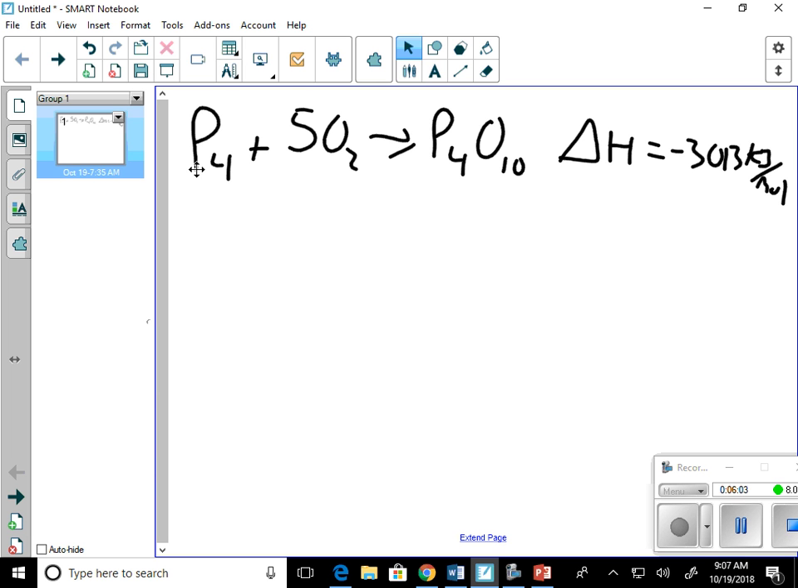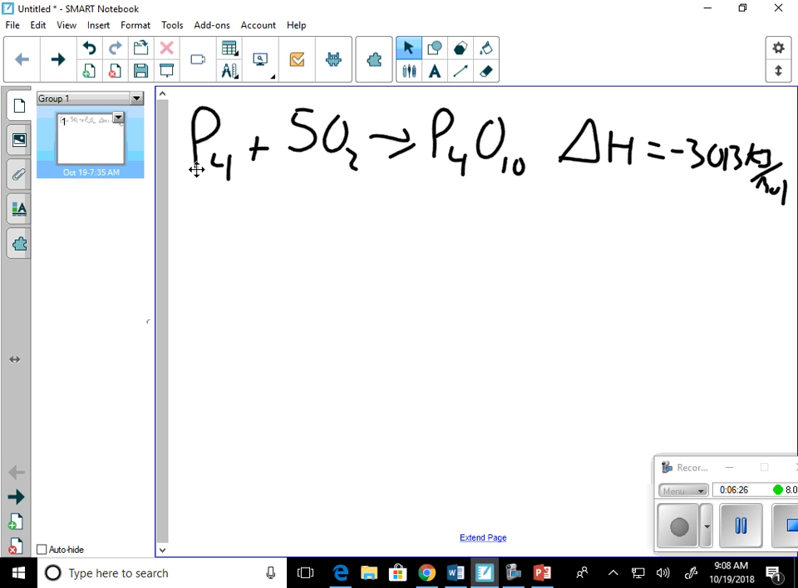What that value means on that side is if I had one P4 in this reaction, that's how much energy would be given off. So if I had 1 mole of it, it would give off, and the reason why I say give off is it's a negative sign, it would give off a little over 3,000 kilojoules. If I had 5 O2s, it would give off that much then as well.